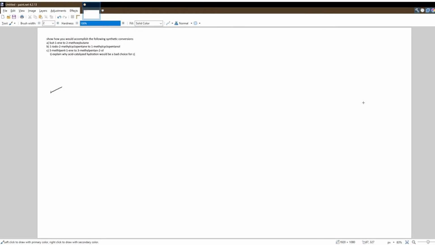So we have but-1-ene, and we have to turn that to 2-methoxybutane. What, methoxy? Is that what methoxybutane is? I'm just going to assume. So we probably want to use the mercury reagent plus methanol. The first step gets us to this lovely thing that we keep saying. Mercurinium, that's what it's called. Our lovely mercurinium.